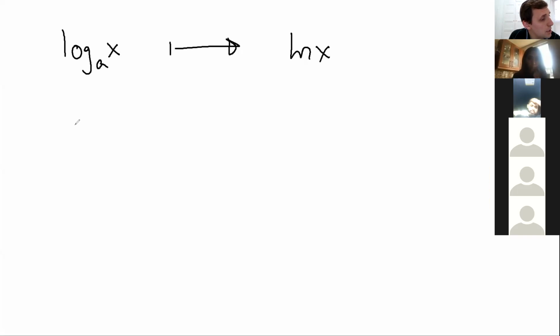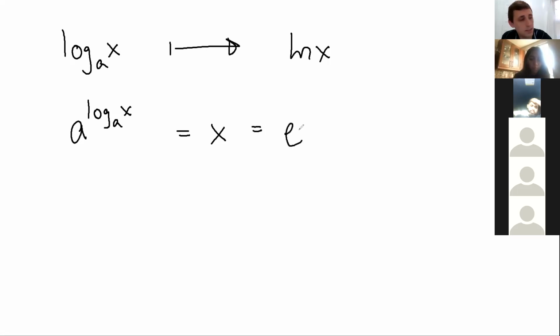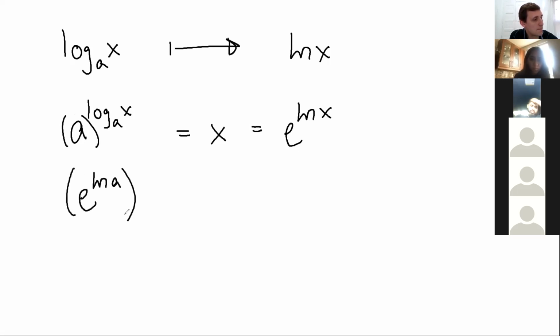So here is what I observe, guys. I observe that if I take a to the power of log base a of x, then I'll just get x. Do you agree? And what is x? X is, in terms of the logarithm, it's e^(ln x). I want everything to be base e. But this is not yet in base e. So what do I do? I take a, you see this a, guys, and I replace a by e^(ln a). Log base a of x, and that's equal to e^(ln x). Are you so far with me?